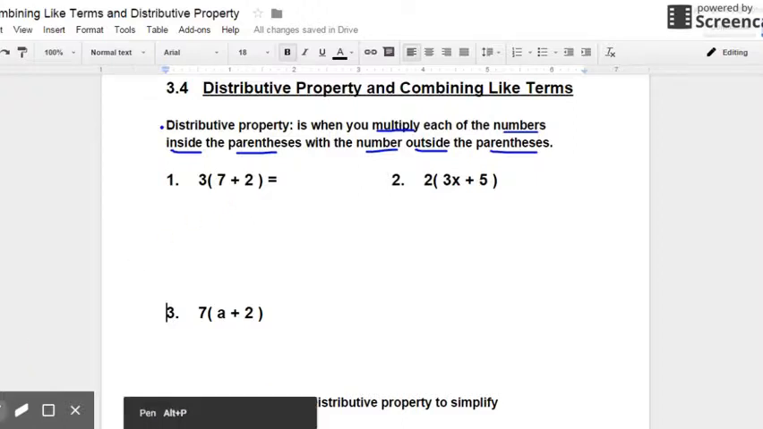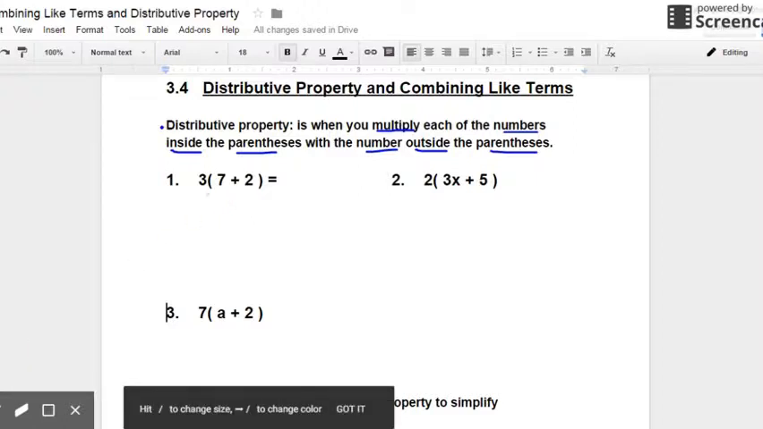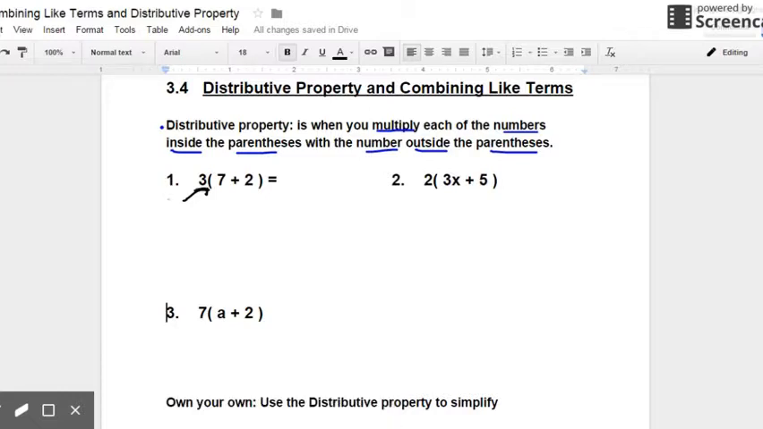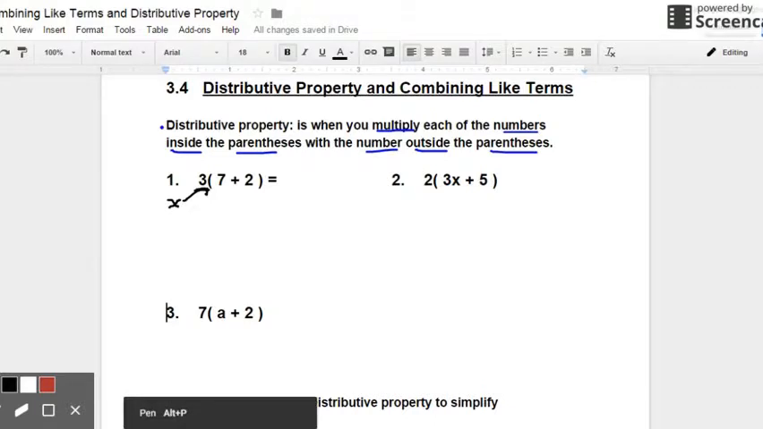Well, if you remember from last section, we look here. Remember what's going on right here when the number is sitting right next to the parentheses. Remember, what operation is that? If you remember, that's called multiplication. This is why we multiply this outside number by both inside numbers.